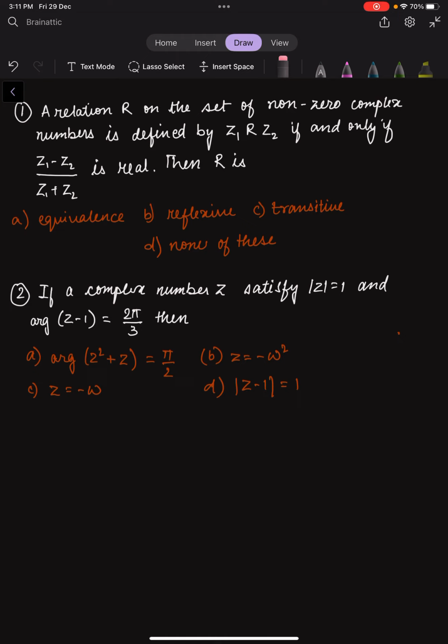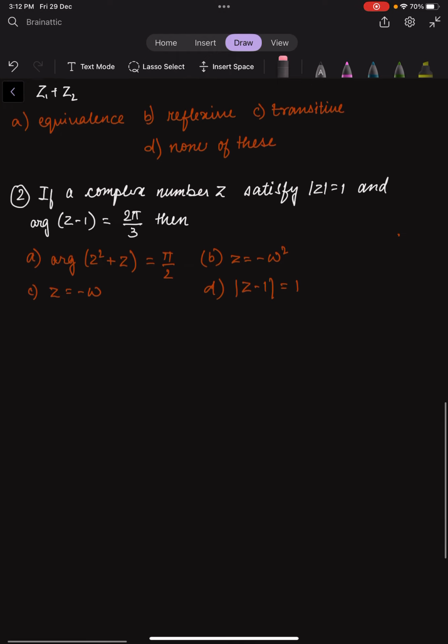In the second question, if a complex number Z satisfies amplitude Z is equal to 1 and argument (Z minus 1) is equal to 2 pi by 3, then option A, argument (Z square plus Z) is equal to pi by 2, option B, Z is equal to minus omega square, option C, Z is equal to minus omega, or option D, amplitude (Z minus 1) is equal to 1.